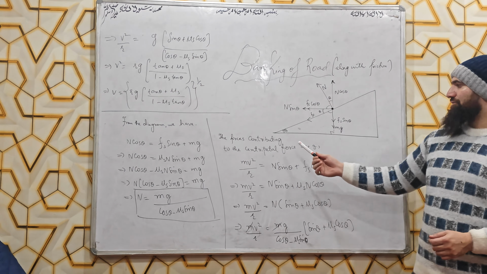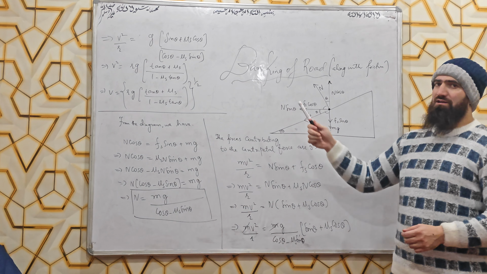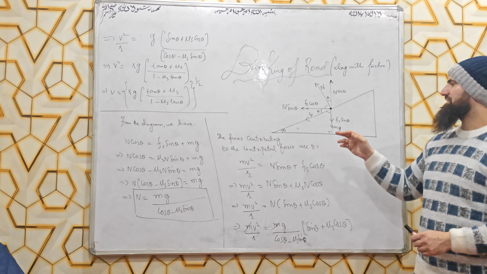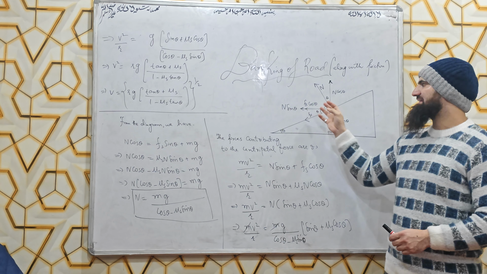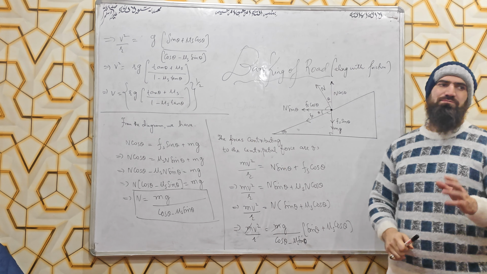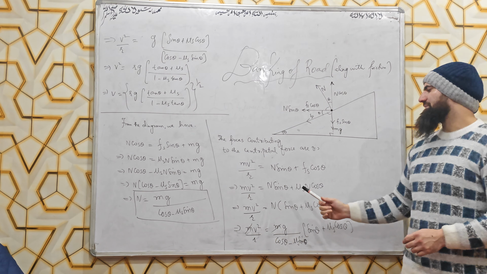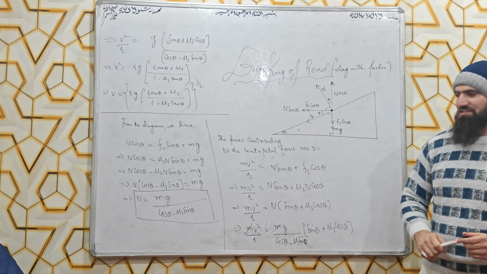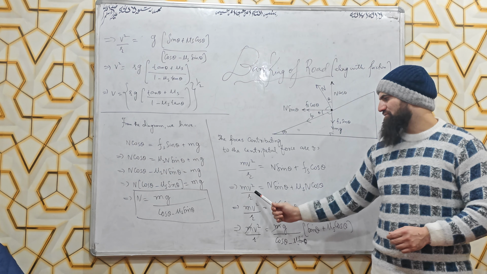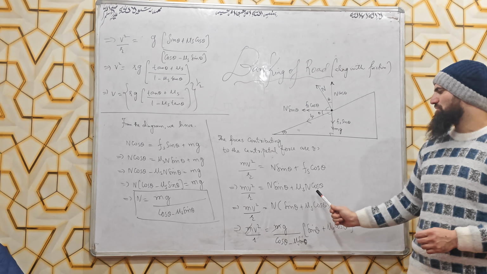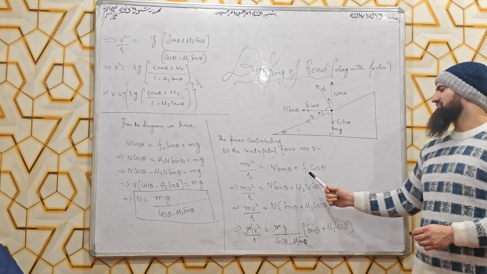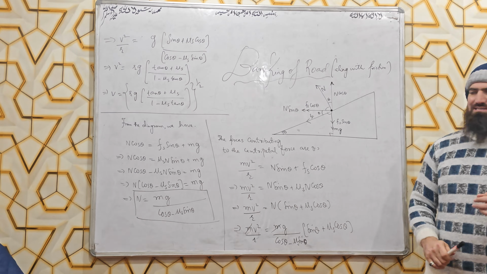Now the forces contributing to the centripetal force are those forces that are towards the center. What are the forces towards the center? N sin theta and Fs cos theta. And we know the expression for centripetal force is mv square by r. So mv square by r will be equal to N sin theta plus Fs cos theta. So we have mv square by r is equal to N sin theta plus mu s N cos theta, because in place of Fs we will write mu s N.